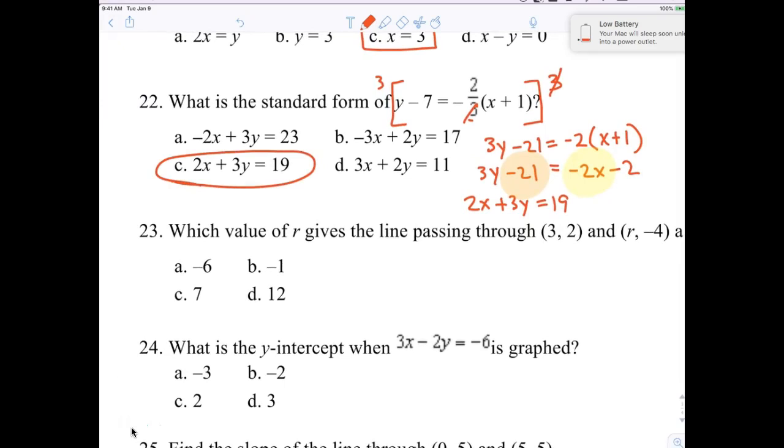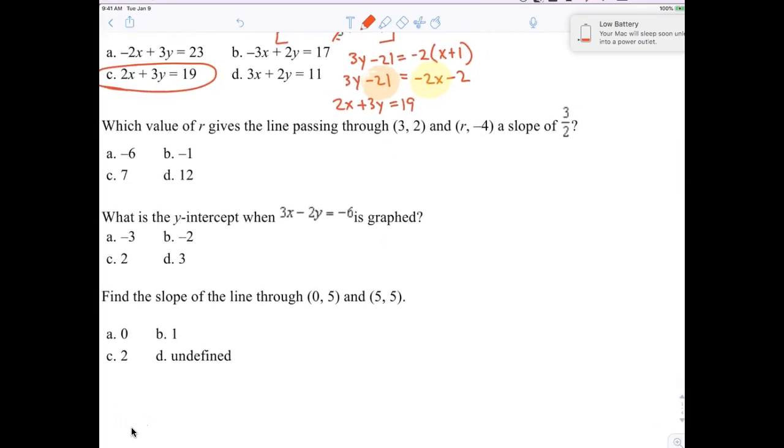All right. Now, which value of r gives the line passing through a slope of 3/2? So again, your slope, 3 over 2, is equal to negative 4 minus 2 over r minus 3. Does everybody see that? All right, this was the hard question. Now you have to simplify. 3 over 2 equals negative 6 over r minus 3. Now when you're doing a proportion, you're cross multiplying. So 3 times r minus 3 equals 2 times negative 6.